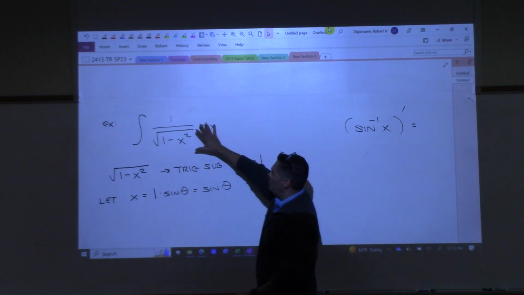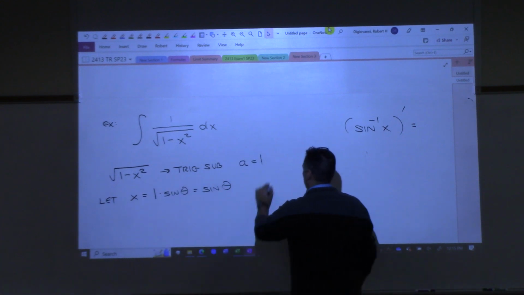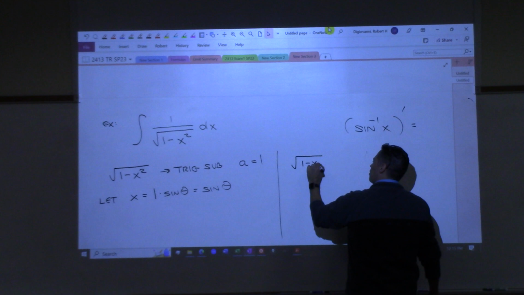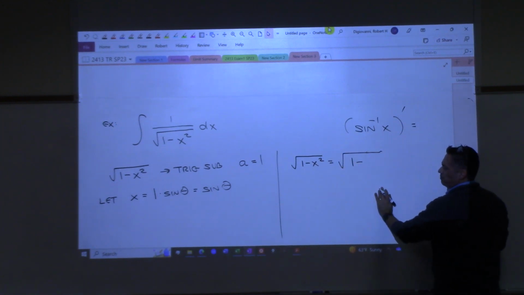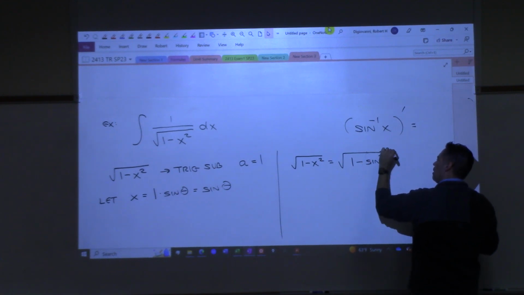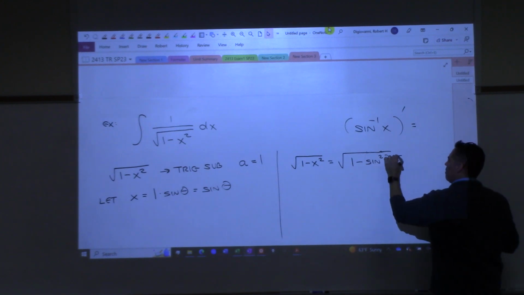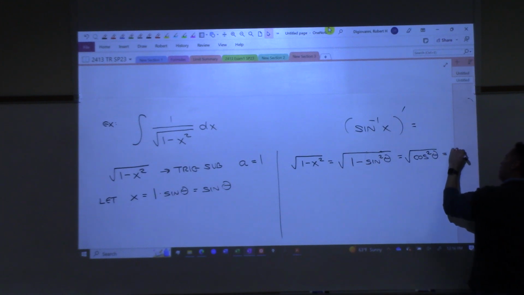I'm not even going to do the integral right now. I'm just going to work out what this is. So the square root of 1 minus x squared becomes the square root of 1 minus 1 times sine squared theta, so 1 minus sine squared theta. That's just cosine squared theta underneath the root, and that's just cosine theta.